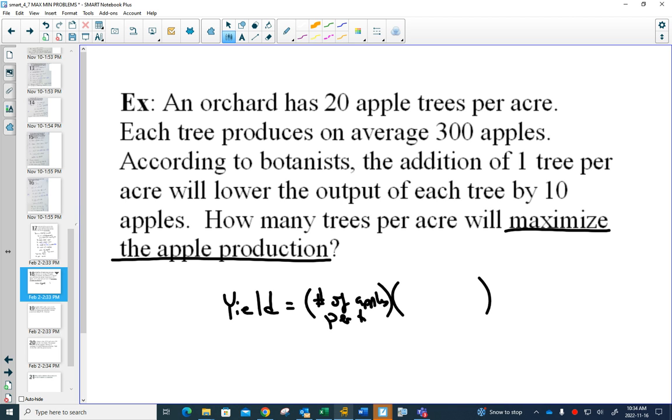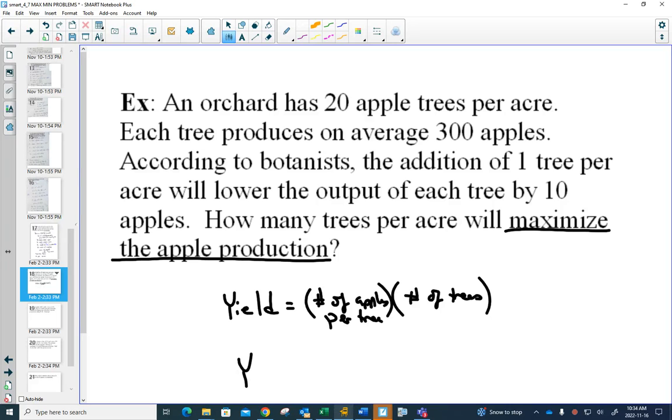The number of apples per tree times the number of trees would give you how many apples in total you produced. So this is the part where you have to read the question and understand the situation. How many apples am I going to produce? Well, however many apples per tree times my number of trees will give me my total number of apples.